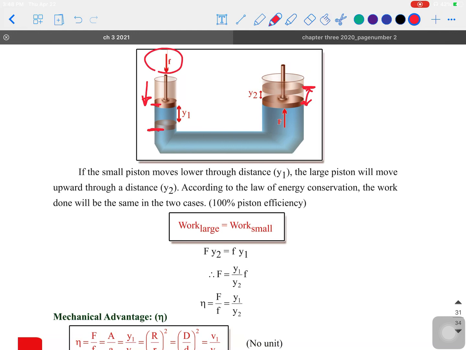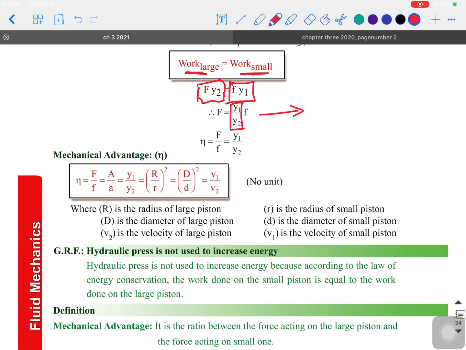This is simply because you are acting on the small piston, of course, because the average force, energy and power of your body cannot carry the body of the car without the help of the hydraulic press. The work on the large piston equals the work on the small piston. This means that F large times Y2 equals F small times Y1, then F large over F small equals Y1 over Y2. This is the only special case in the hydraulic press applications where the small piston moves a greater distance than the large piston. Here we can decide that the mechanical advantage is the ratio between the large force and the small force, and the large area and the small area.